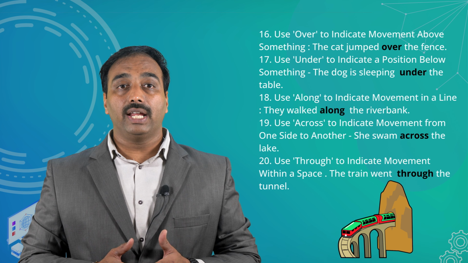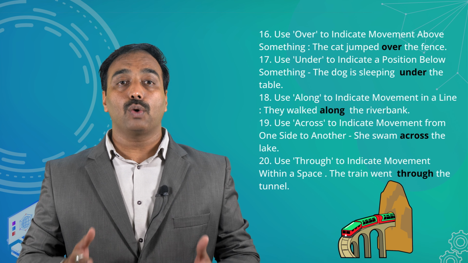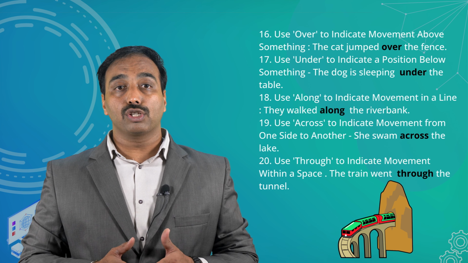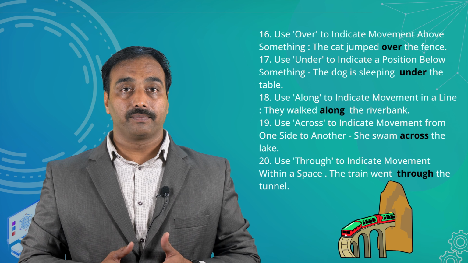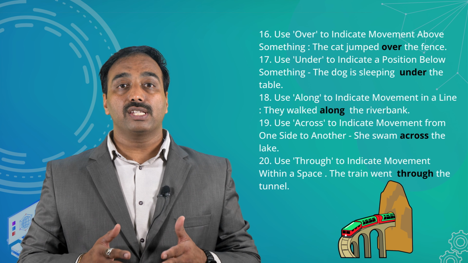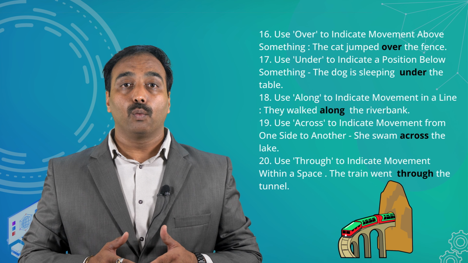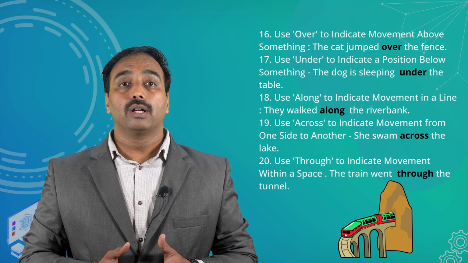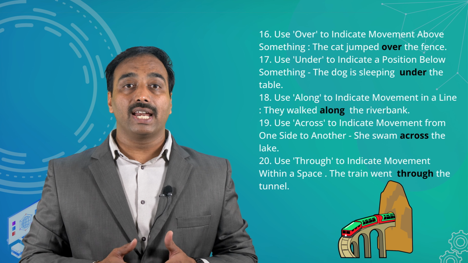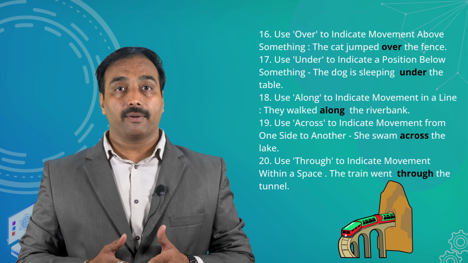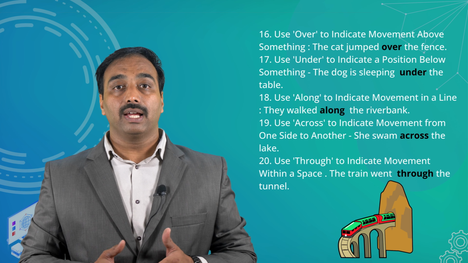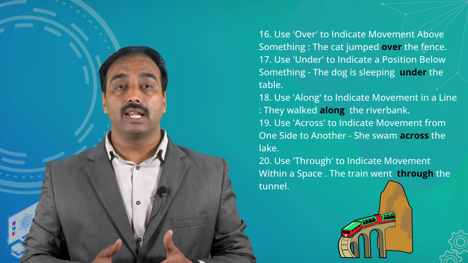Use across to indicate movement from one side to another. Across denotes moving to the opposite side. Example: she swam across the lake. Use through to indicate movement within a space. Through suggests passing from one end to another within something. Example: the train went through the tunnel.